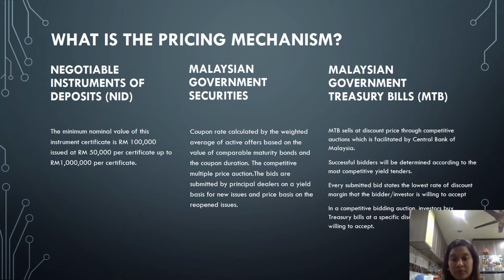For Malaysian government treasury bills, MTB sells at a discount price through competitive auctions which is facilitated by the Central Bank of Malaysia. Successful bidders will be determined according to the most competitive yield tenders. Every submitted bid states the lowest rate of discount margin that the bidder or investor is willing to accept. In a competitive bidding auction, investors buy treasury bills at a specific discount that they are willing to accept.